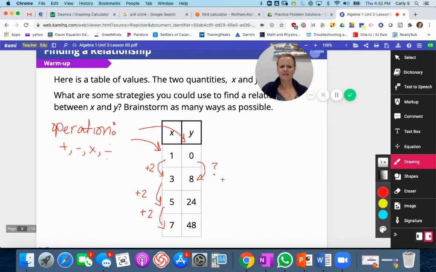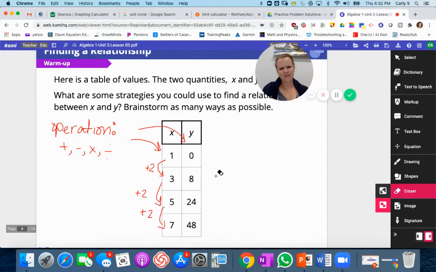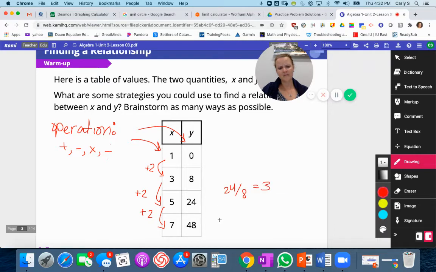Okay? Looks like it's not linear. When I say that, I mean I can't add to it. But maybe I can do other things. I see that 24 divided by 8 is 3, but 48 divided by 24 is 2, and 8 divided by 0 makes the world explode, so none of that works.